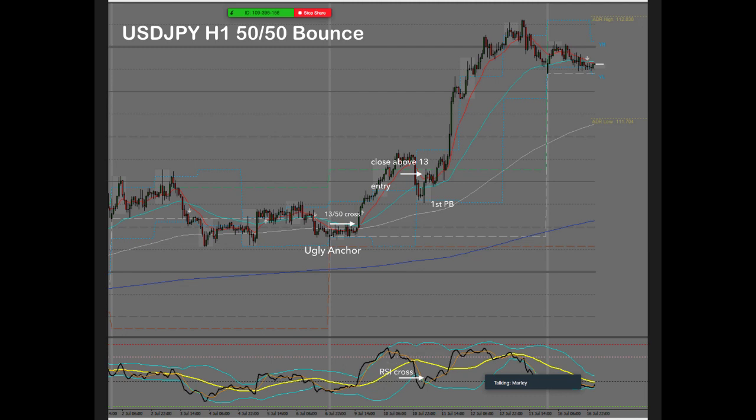The signal line is the orange one? The signal line is the orange, yes, that's correct. It should be red on your charts though. It depends on what your settings are. Yeah, it's red on my chart. Yep.